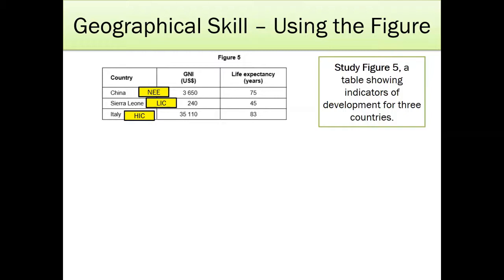Okay, if we then look at life expectancy, you can see there's a significant difference between Sierra Leone and Italy. In Italy, they're living to around 83, whereas in Sierra Leone, it's almost half of that. They're only living to about 45, okay? So again, that shows the difference in levels of development.